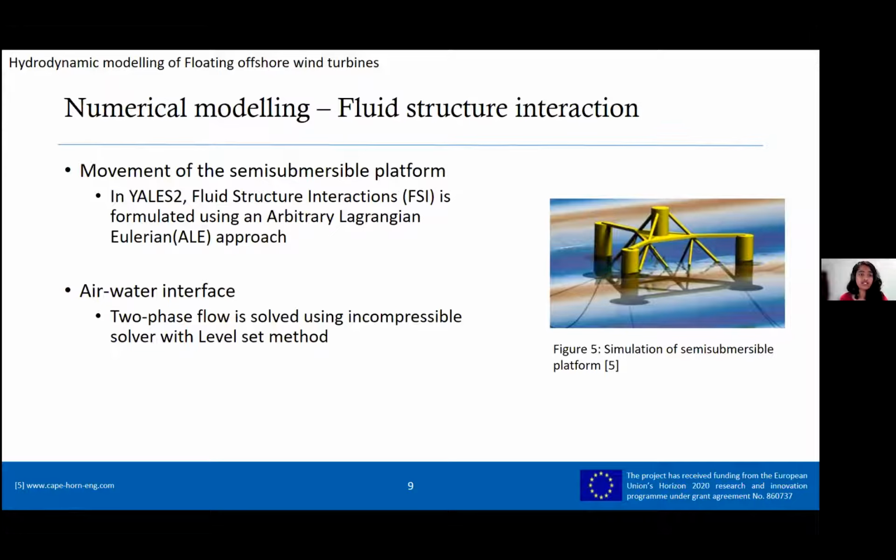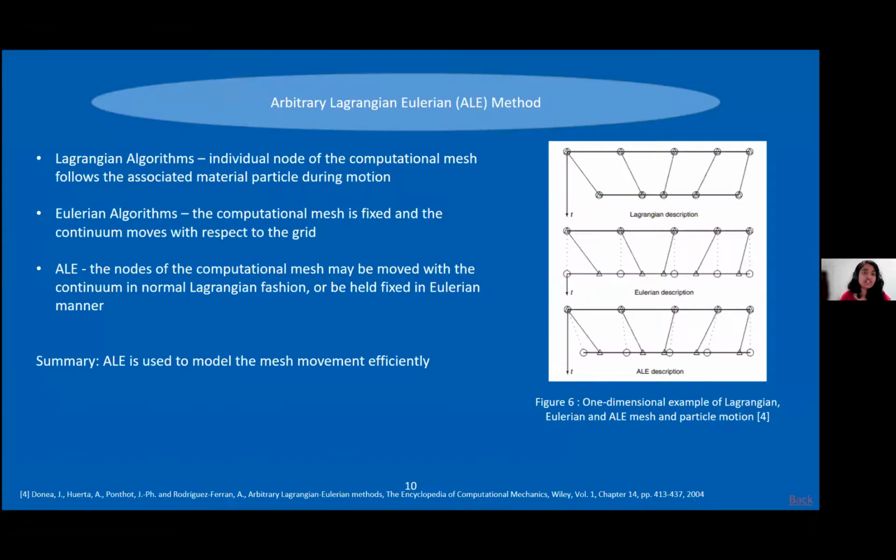The fluid structure interaction here is modeled using an arbitrary Lagrangian approach. The next thing to be focused on is an air-water interface. The two-phase flow solver in AILS2 uses an incompressible Navier-Stokes solver, which is coupled with a level set method for interface tracking. I'm not sure about the background of the audience, but I will go ahead and spend my next two slides explaining the ALE and level set methods a little bit to give a context.